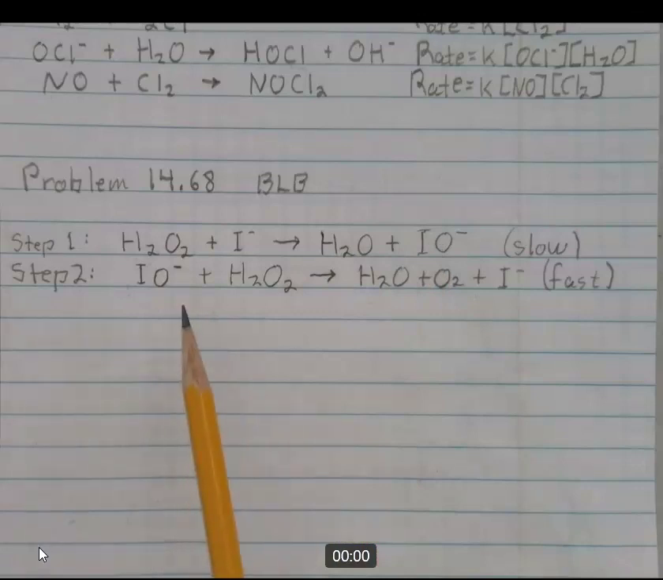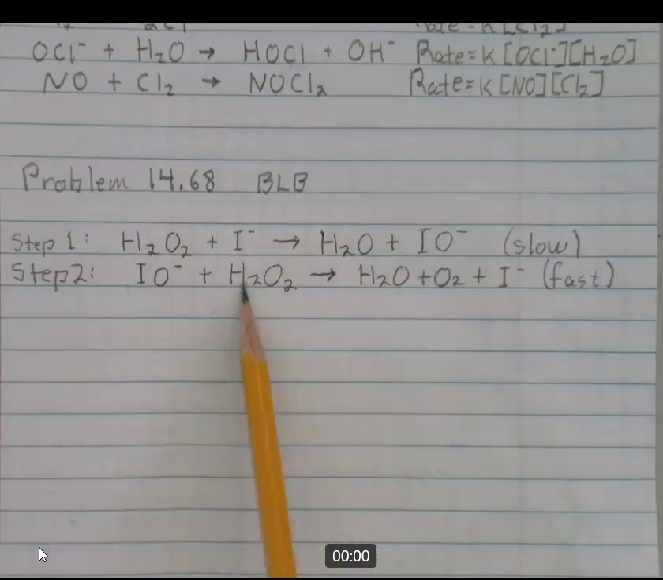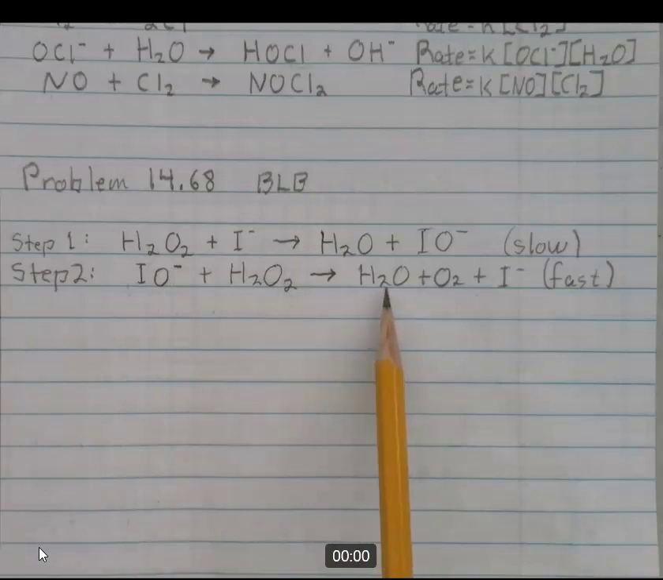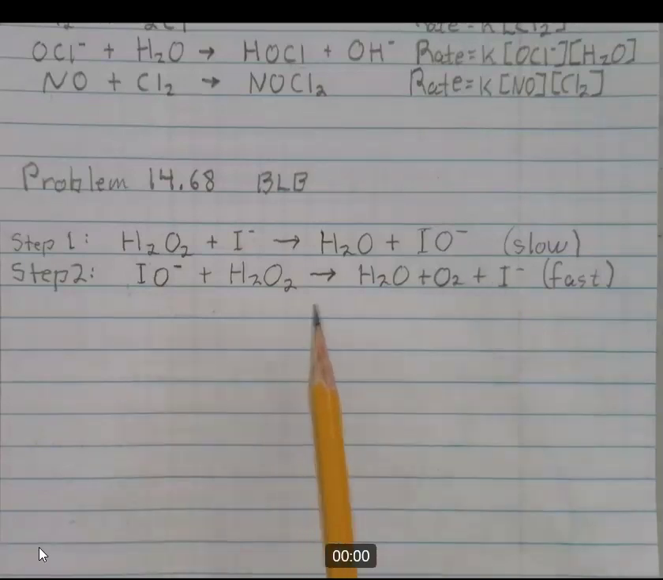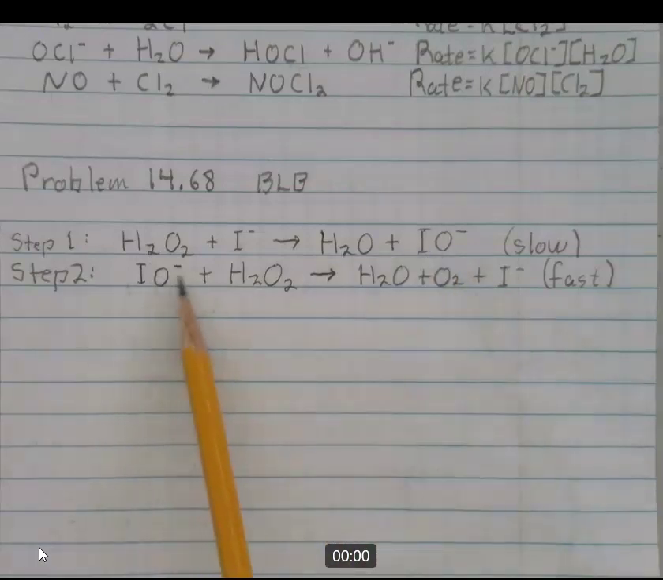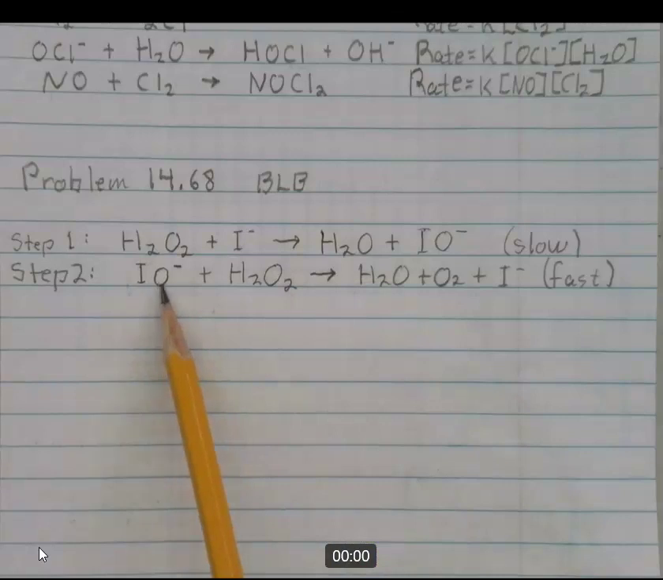Then what happens is the IO- that you produced in step 1 collides with more H2O2. So H2O2 collides with two different things in this whole process, an I- and an IO-. And in that second step, it produces H2O plus O2, and then the I- comes back out. So what you have is the I joining an oxygen here. When those two come down to the second step, they collide with another H2O2, and it actually knocks the I away from the oxygen, where the I is by itself again. Okay, so let's go ahead and do these one at a time.